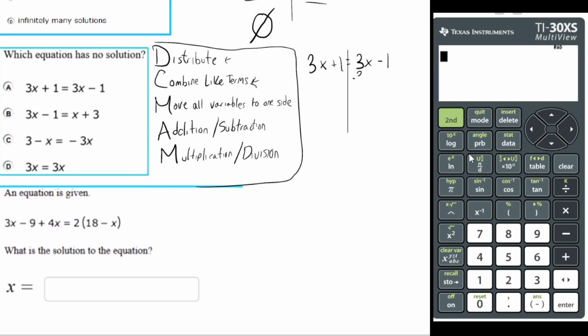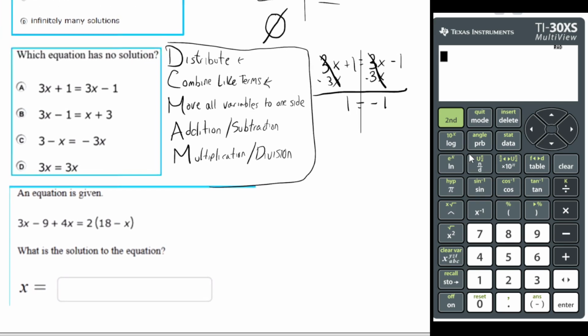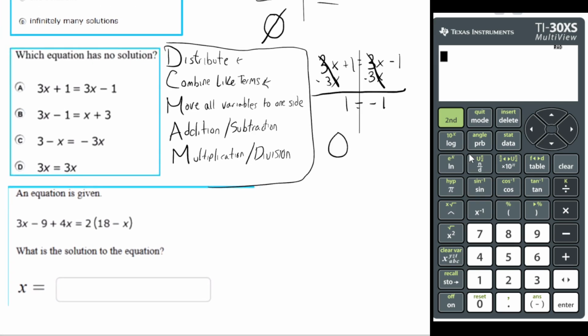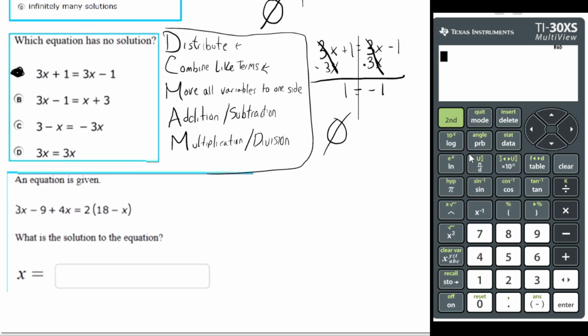All right, we'll move this 3x by subtracting 3x from both sides. And we're in the same situation we were last time. That cancels, that cancels. That leaves us with 1 equals negative 1. Does 1 equal negative 1? No. So it's no solution. And that's it. It's A. All right.